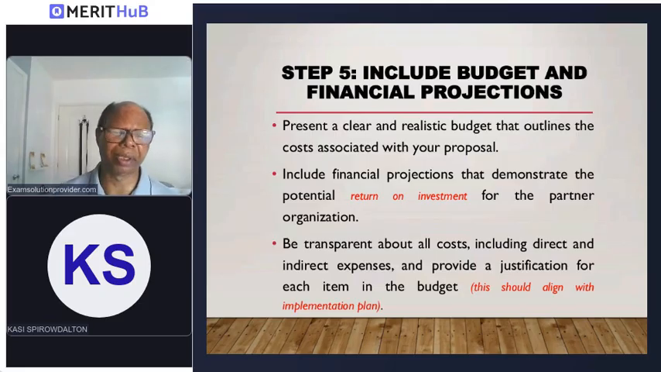Okay. So it says present a clear and realistic budget that outlines the costs associated with your proposal. Include financial projections that demonstrate the potential return on investment for the partner organization. So it's the same. If this is a business, then we want to know how much you're going to make in a month, and then for a year you multiply by 12, and for 3 years you multiply by 3. Okay, that's what you need to do.